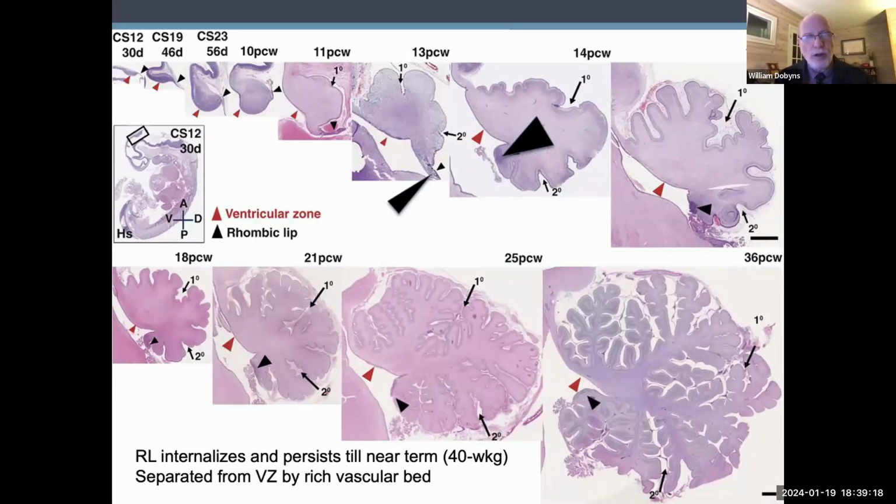And so one of the problems Dr. Millen and I had for many years was trying to understand why the posterior vermis was most severely and consistently affected in cerebellar malformations, because that was not the case in mouse models. And we believe that this is the reason.